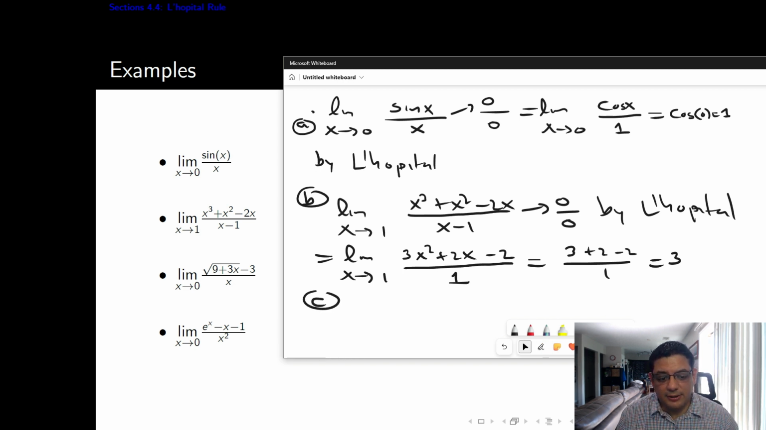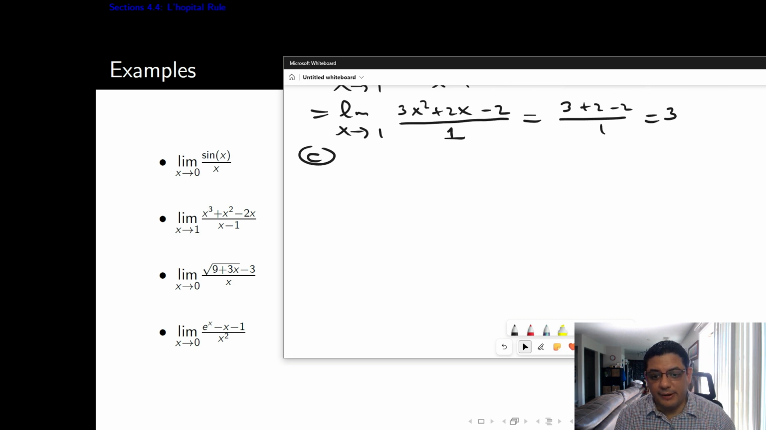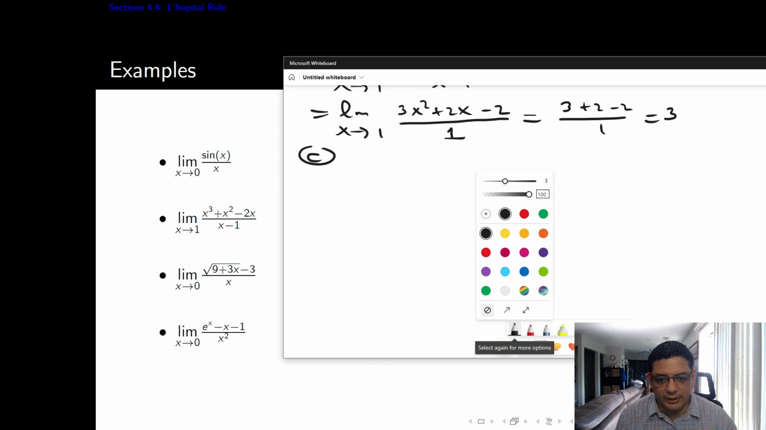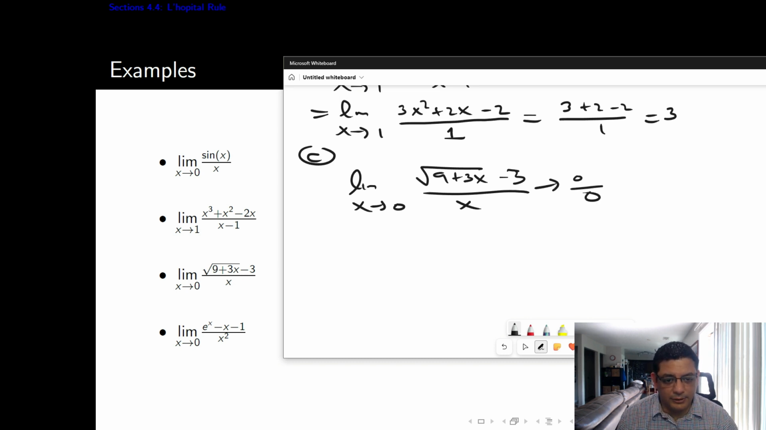Now c is one of the limits that before we did by using the conjugate. But now we're not going to need to do anything special of that sort. We can use the derivative to find the limit. Notice that if we plug in 0, this again gives the indeterminate form 0 over 0. This is the square root of 9, which is 3, 3 minus 3 is 0, so 0 over 0.